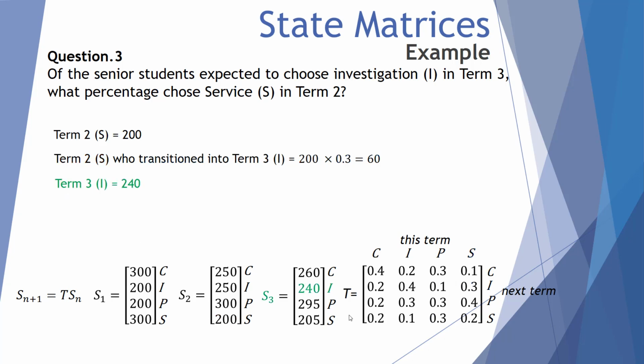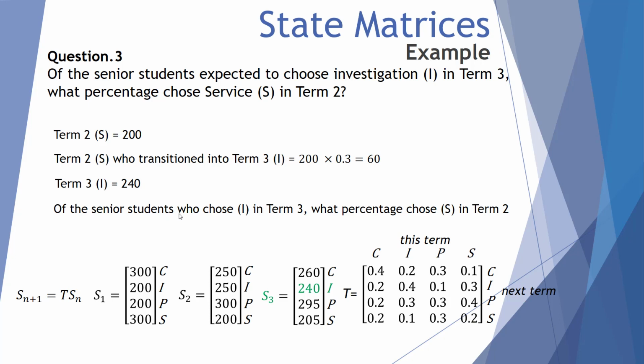Now in term 3, we've got a total of 240 students undertaking the investigation elective. So of the senior students who chose investigation in term 3, what percentage chose service in term 2? Here we go. 60 of them came from service in term 2 out of a total of 240. So of the students who chose investigation in term 3, 25% of them chose service in term 2.